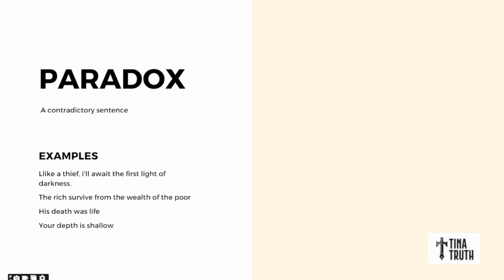Like when I said, like a thief, I will await the first light of darkness. The sentence is contradictory. What do you mean the first light of darkness? Does darkness have light? But if you think about it, you understand. Oh, like a thief, you will await the first light of darkness. That's like immediately it starts getting dark. Immediately, you get the signal of darkness. So that's a paradox because it's a contradictory sentence. How can you say you will await the first light of darkness?